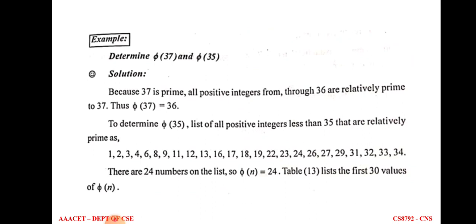So this is also the same example problem. We can easily find phi of 37. 37 is a prime number, so we can write phi of p is equal to p minus 1, that is 37 minus 1, which is 36. So phi of 37, the answer is 36.